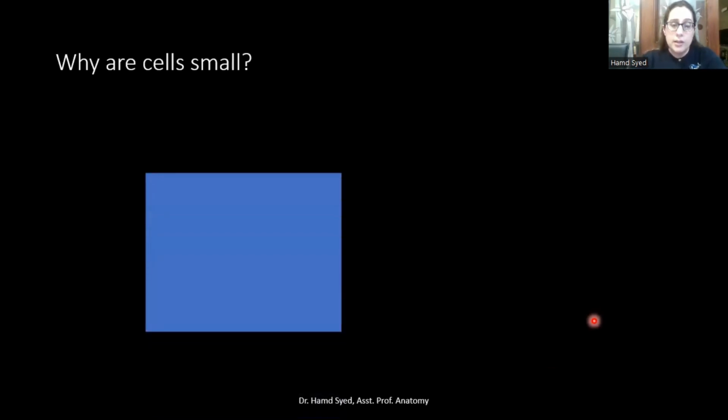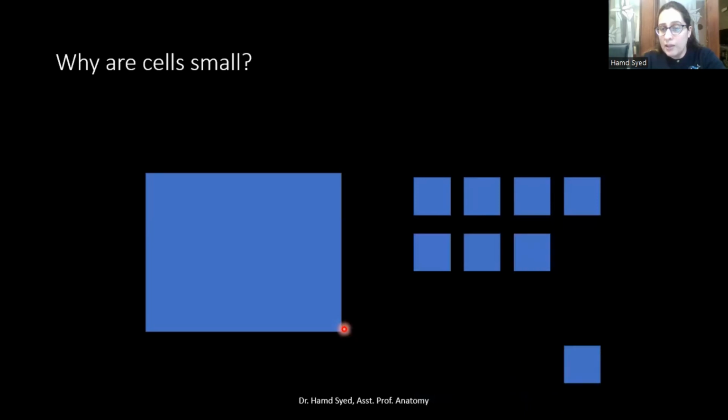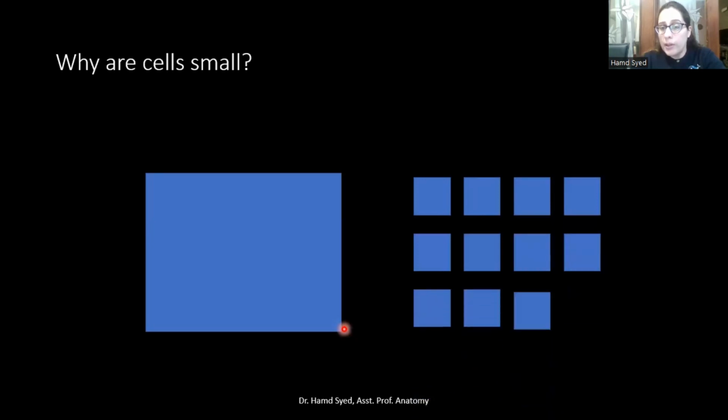So here you can see if this box is representing a single cell, we can see the boundary is the cell membrane or the surface area of that cell. Now, if it divides, it will give rise to many cells, which will be smaller in size initially. And as you can see, the surface area now, that is the membrane available for the transport of substances, it has greatly increased in relation to the volume.